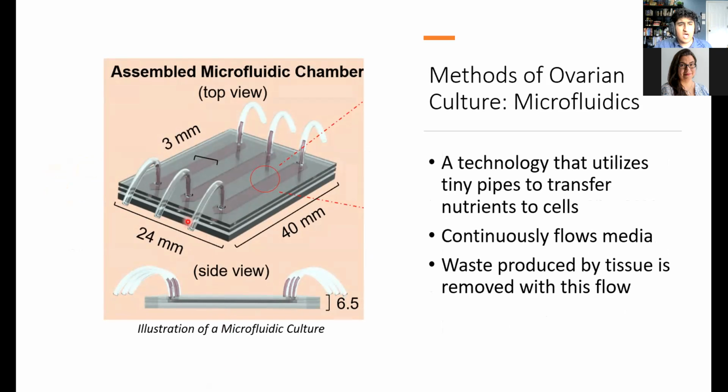So our culture media will first flow through this small pipe and into the channel. Then our tissue will be placed in this channel and the media will be flowed through it. And as you may know, all living things produce waste, including these tissues. So the waste produced and all the other fluid will be flowed out and then cycled through again.